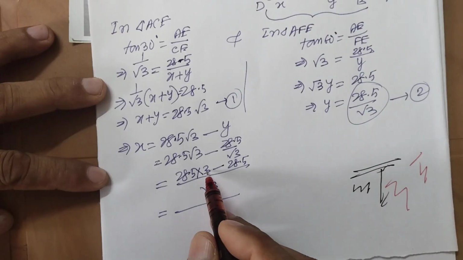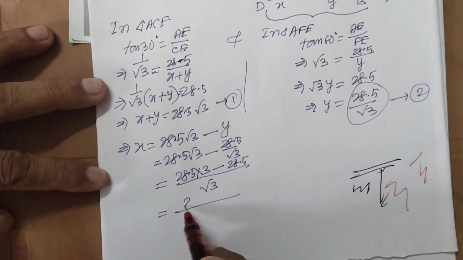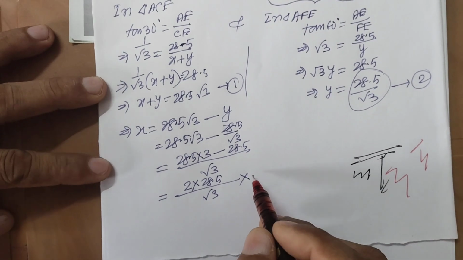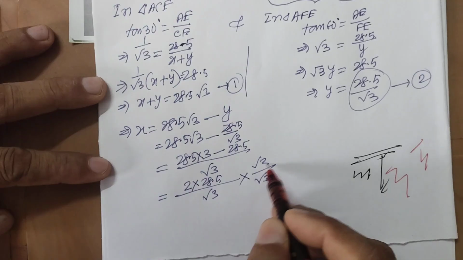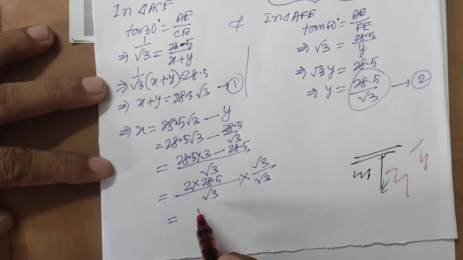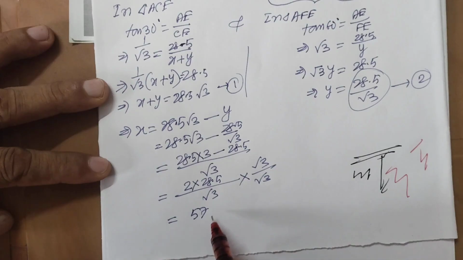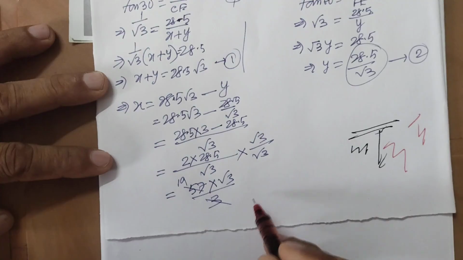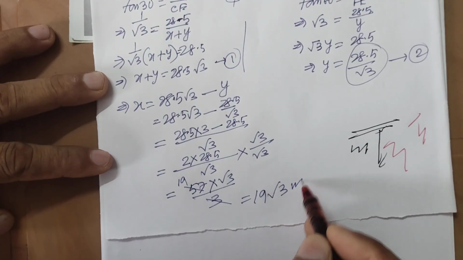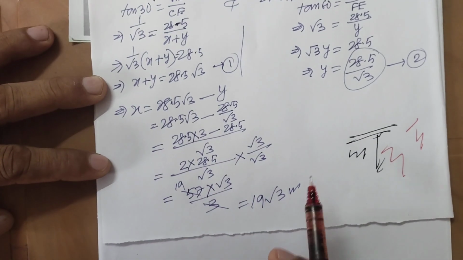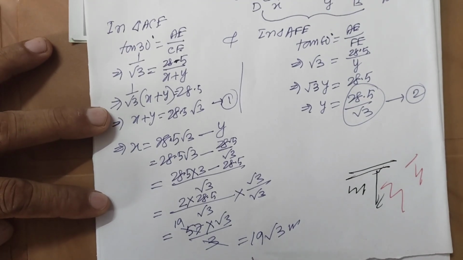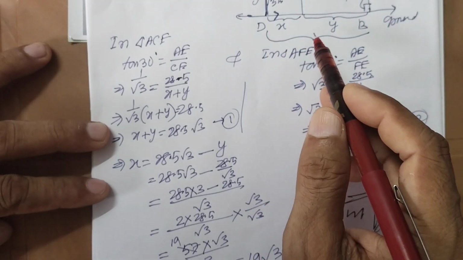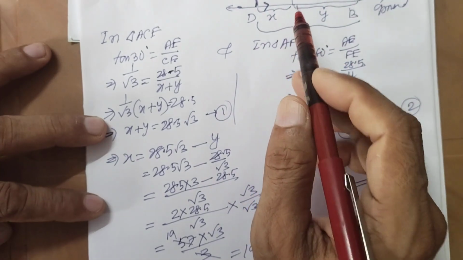So it will be 3 times 28.5 minus 1 time, so it will be 2 times 28.5 by root 3. Then rationalizing the denominator, root 3 multiplied by root 3. So 2 into 28.5 is 57, into root 3 divided by 3, and 3 goes into 57 19 times. So it will be 19 root 3 meter, that is x. That means the boy has walked a distance of x, that is 19 root 3 meter towards the building.